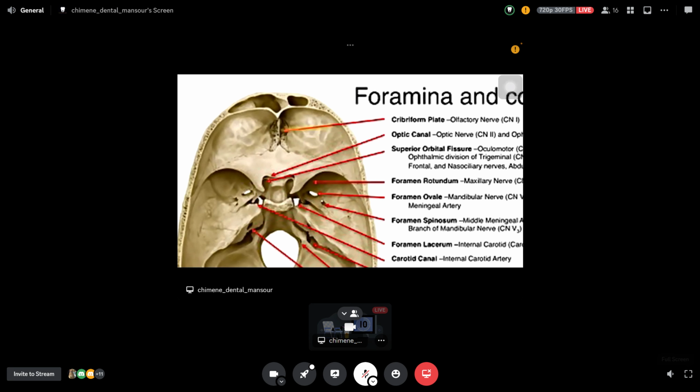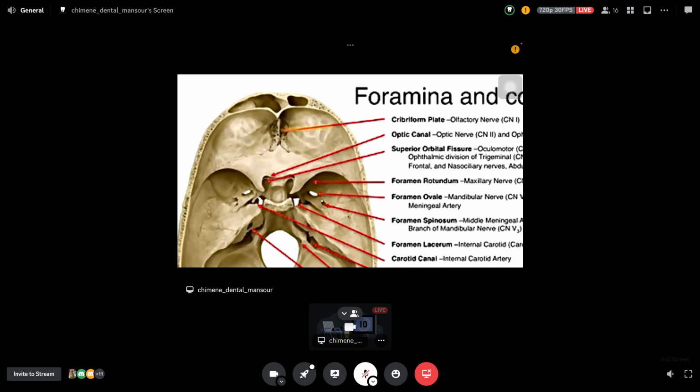So that's the crista galli, and that's it for the ethmoidal bone. You are responsible for knowing all the components and structures of the ethmoidal bone, the sphenoidal bone, and the frontal bone. I believe we're going to have a lot of questions about them.